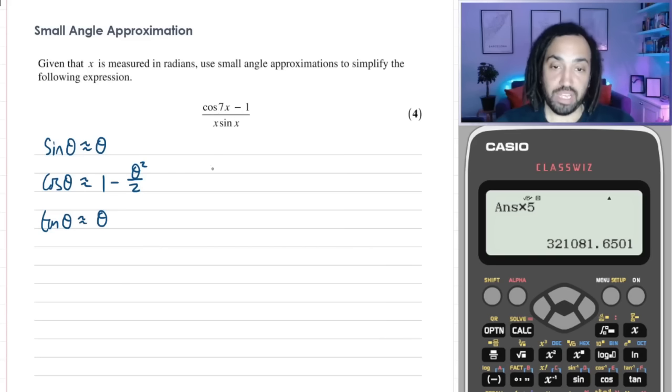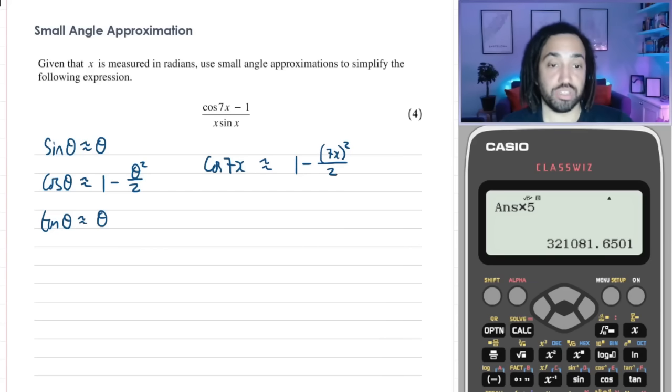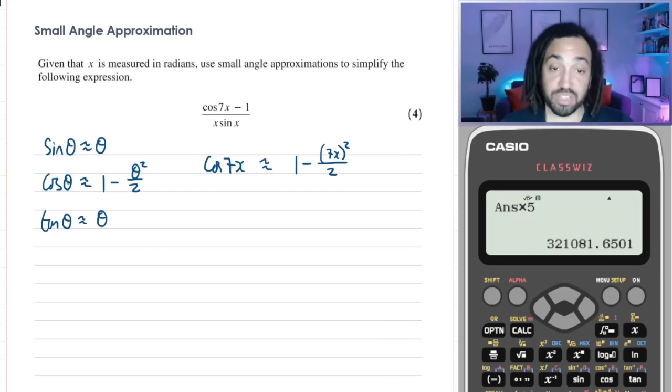So what do we have here? We have cos 7x minus 1 over x sine x. So cos 7x is going to be this, let's just write this out. Cos 7x is going to be approximately 1 minus 7x squared over 2. Just using this relationship here, but we're swapping the theta for 7x.